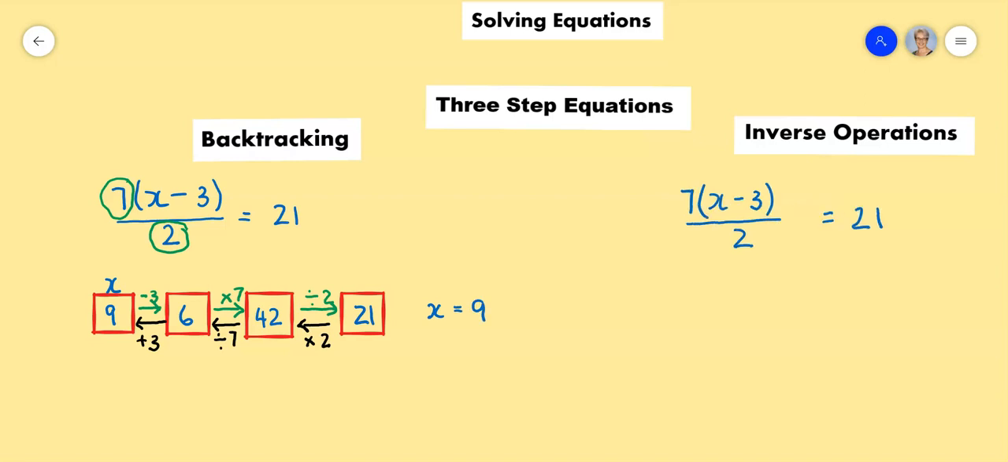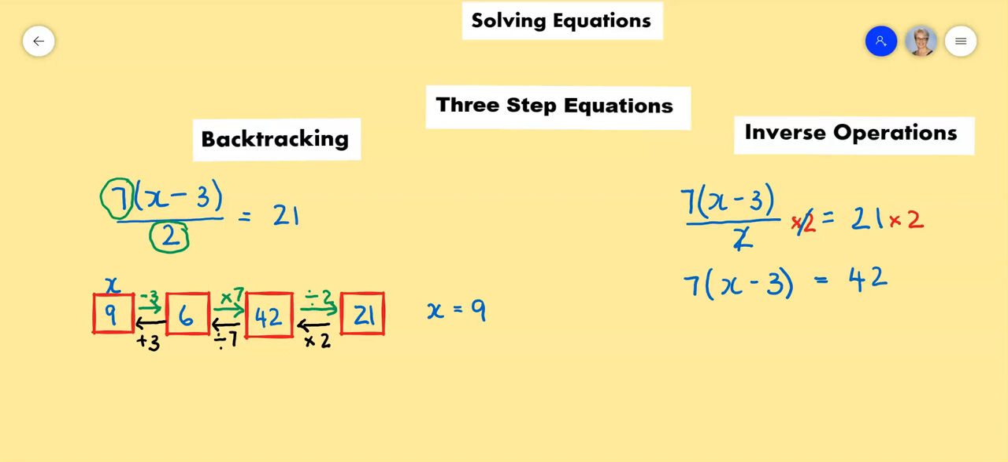Okay, let's try and solve our equation now using inverse operations. Now, if we look at our flowchart, we can see that the first thing that we had to do to undo our equation and work back to x was to times by 2. So I'm going to times both sides of the equation by 2. When I do that, divided by 2 and times 2 cancel out. So I'm left with 7 times x minus 3 is equal to 21 times 2, which is 42.